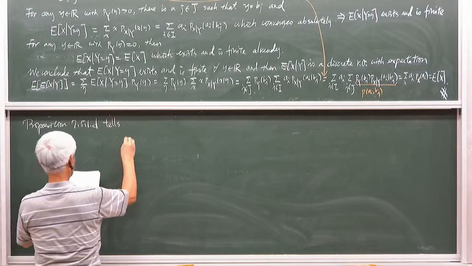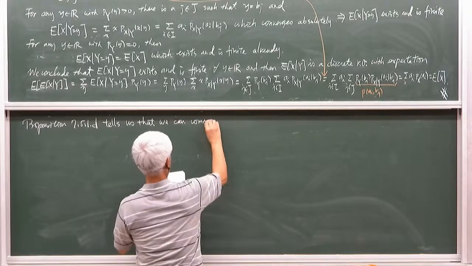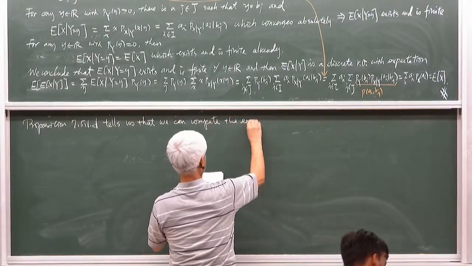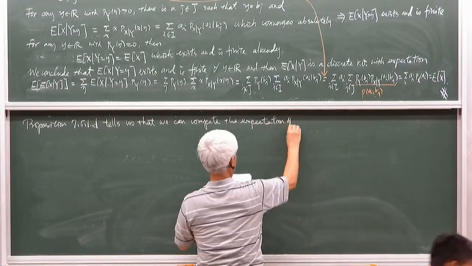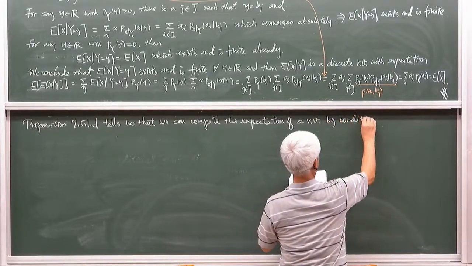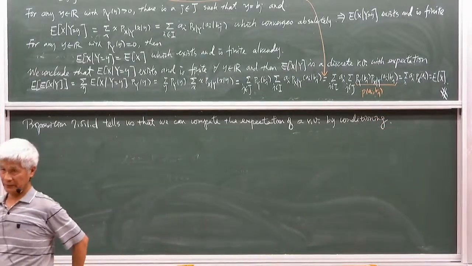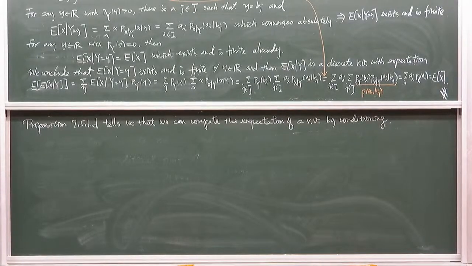So this proposition tells us that we can compute the expectation of a random variable by conditioning, and the conditioning random variable Y can be chosen as you wish. So we finished the discrete case.